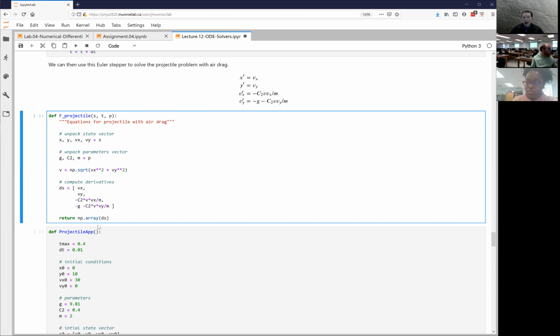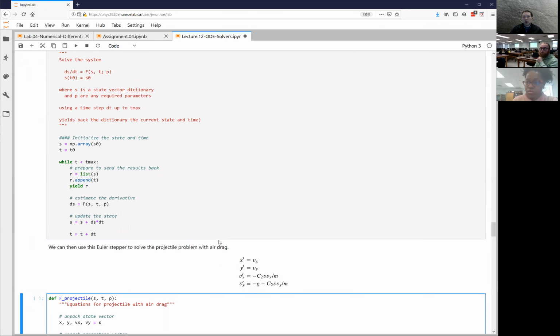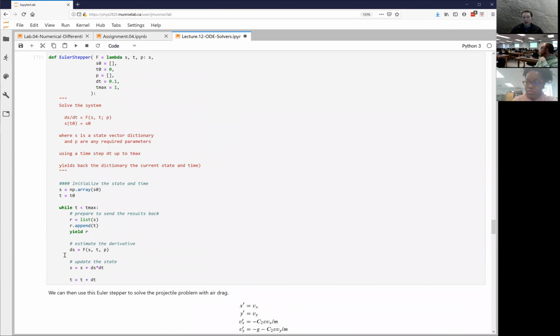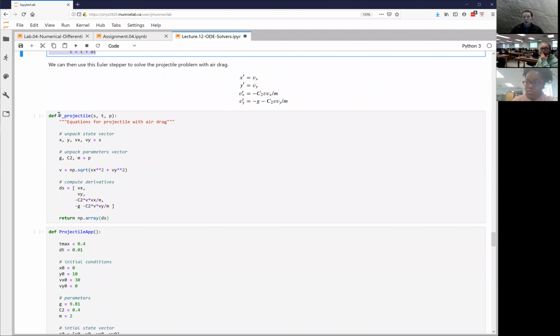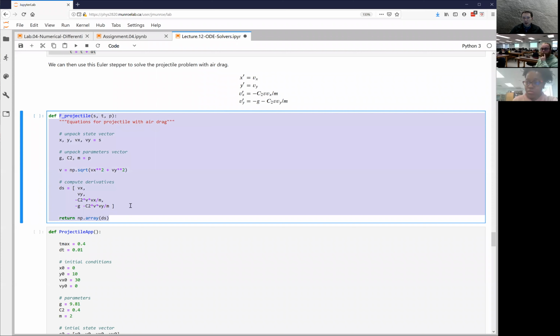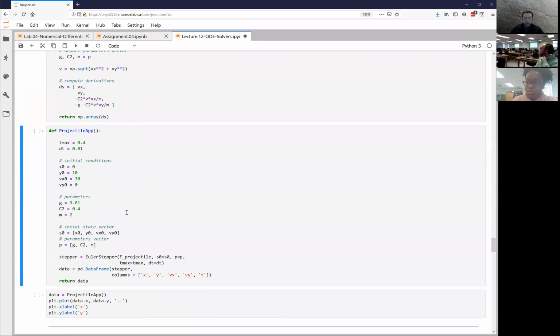Take those things, wrap them up as an array, and pass them back. Those two components separate out the numerical method of the Eulerian stepper from the physical problem that we might be solving, like projectile motion. We can put that all together into an application.